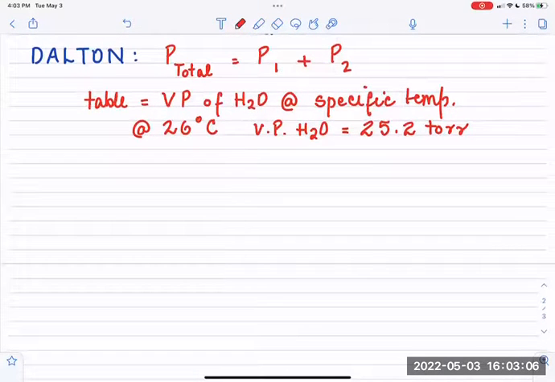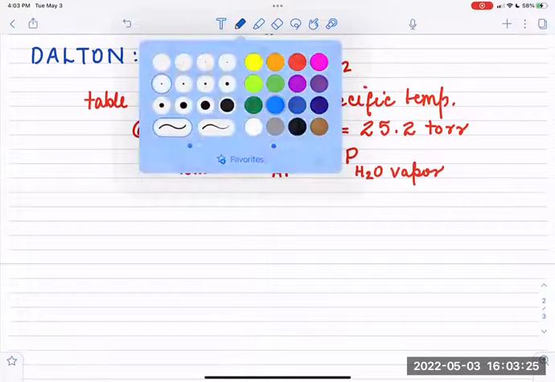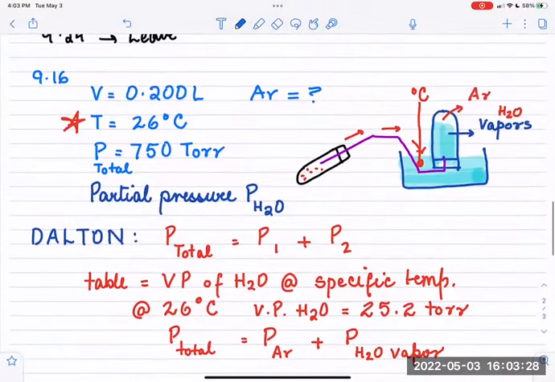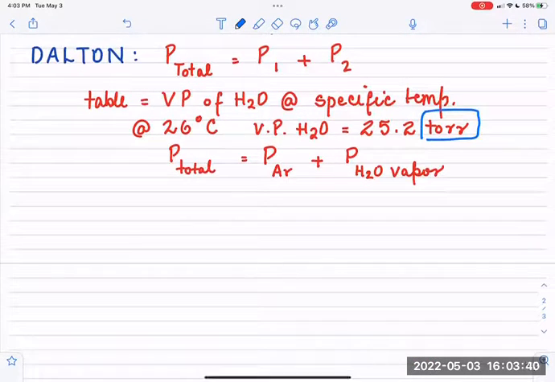So now here I'm going to put that the total pressure is already given to us. We are being asked to find the pressure of argon, and from the table we have found the pressure of water vapor. Now we're going to just plug in these numbers. The important thing is to make sure that these units are the same. So if this is torr, this is already torr, so you're good. Otherwise you will have to change it.